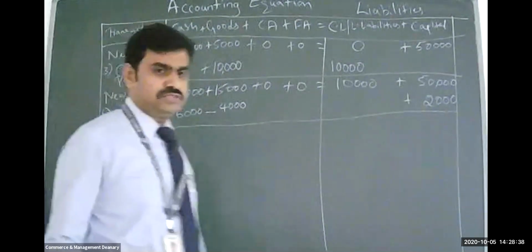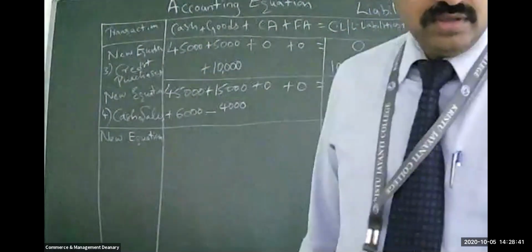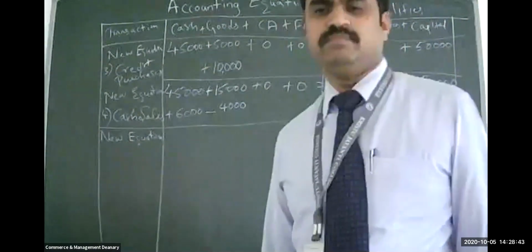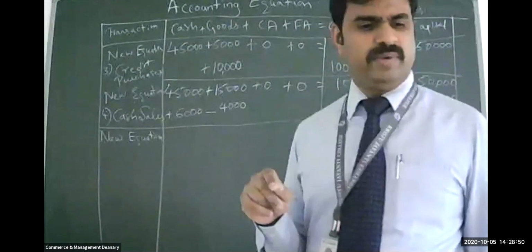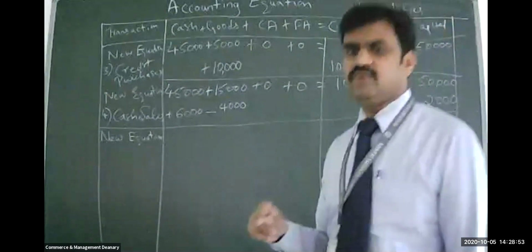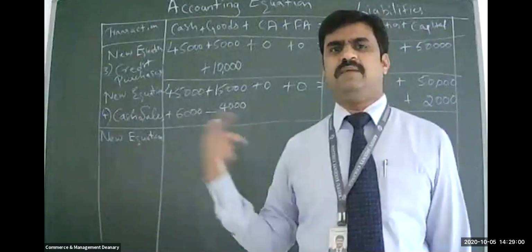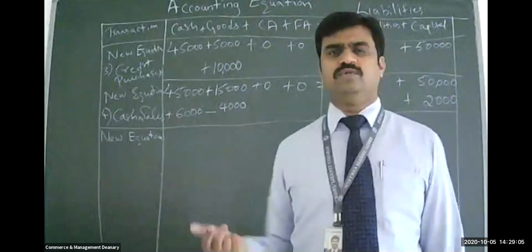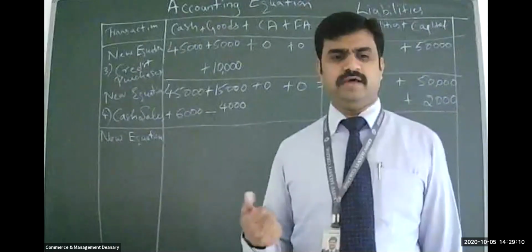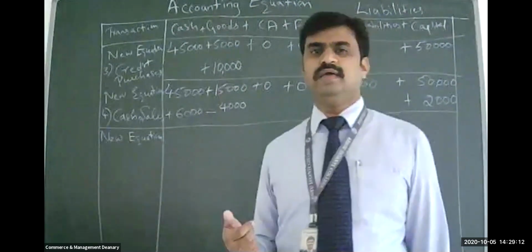What is the next transaction? Transaction number 5. He withdrew 1,000 for personal expense. Who is withdrawing? The owner, Mr. Z. He is withdrawing 1,000 rupees for personal use. Personal use means drawings. He is not using it for the office, the company or the business. So you have to minus from the capital. And cash is going out, so you have to minus from cash.